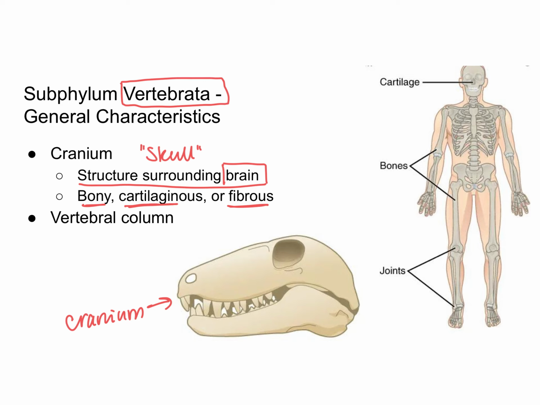Vertebrates also have a vertebral column, which you can see on this picture here. It includes this backbone, also called a spinal column. And the spinal cord is encased within the spinal column for protection.